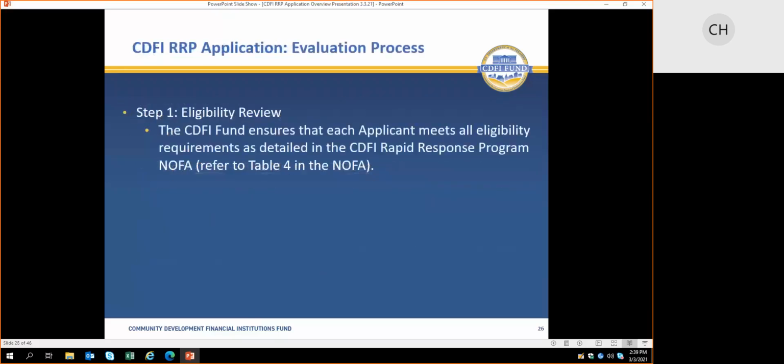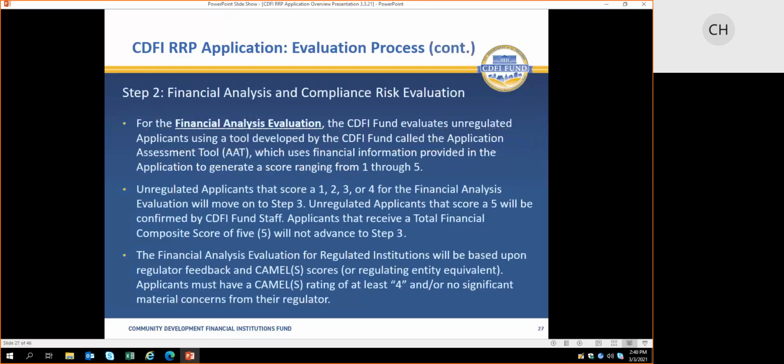I'm now going to speak a bit about our evaluation review process. This is detailed in a document about the evaluation review. I believe it is the 4th resource on the website, and it's a 4-step process. The first is our eligibility review, where we ensure that applicants meet all the requirements detailed in the NOFA, Table 4. The second step has 2 components, financial analysis and also compliance risk evaluation.